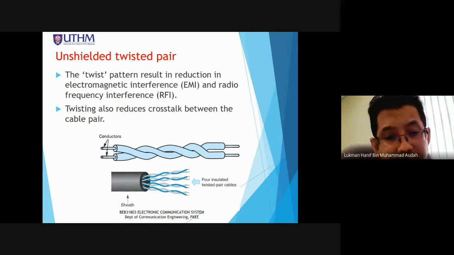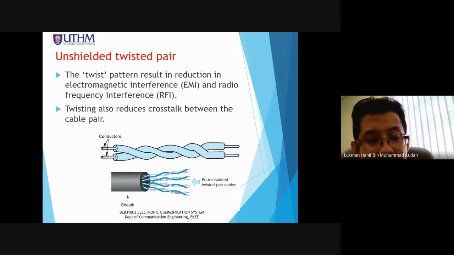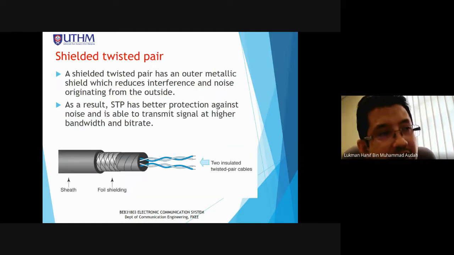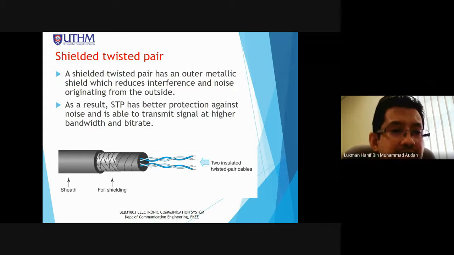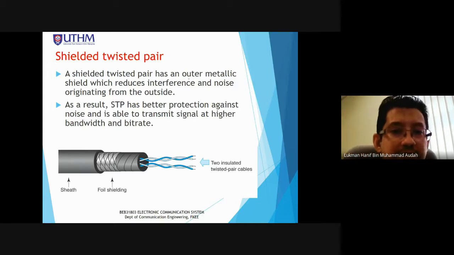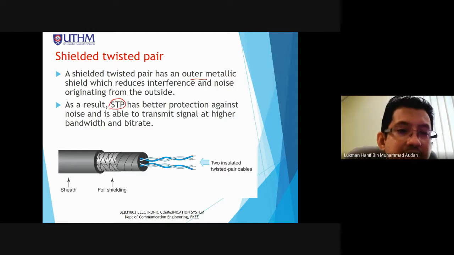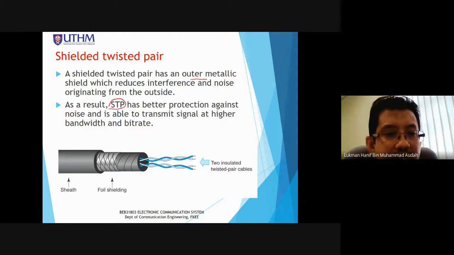Okay. Dulu pun saya terfikir kenapa kita nak gulung-gulung kabel tu. What's the purpose of it? Antaranya adalah untuk tujuan ini. Okay. And then shielded twisted pair. So shielded twisted pair, maknanya kabel itu akan ada shield. Okay, a shielded twisted pair has the outer metallic shield which reduces the interference and noise originating from outside. So shielded twisted pair is what we call as the STP cable, a better protection against noise and able to transmit signal at higher bandwidth and bit rate.